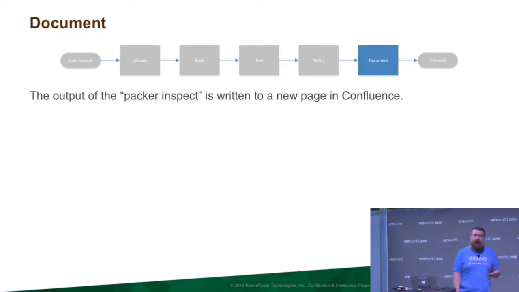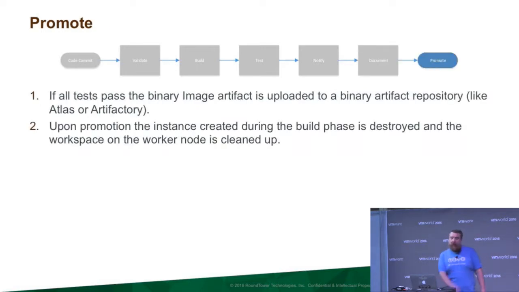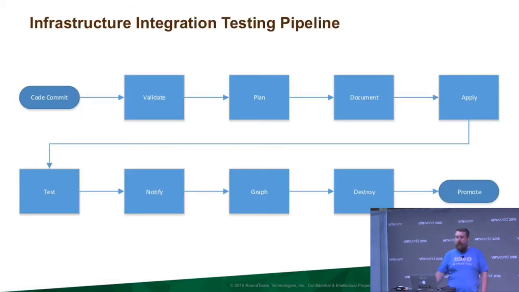And then we're going to do something cool here with Packer Inspect. We can kick off an automated documentation page in our Confluence or whatever wiki you really want to. And then we're going to go ahead and push that up to our binary artifact repo, whether that's Atlas in the case of HashiCorp, or Artifactory, and then we're ready to push to production.